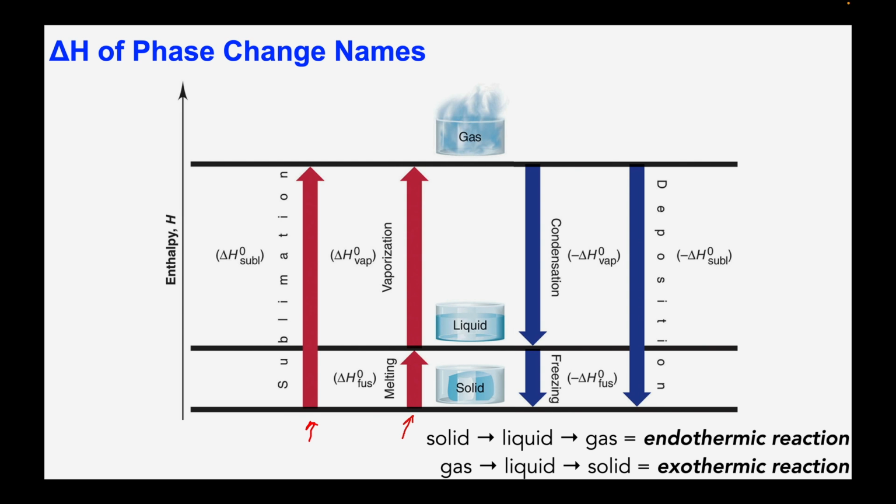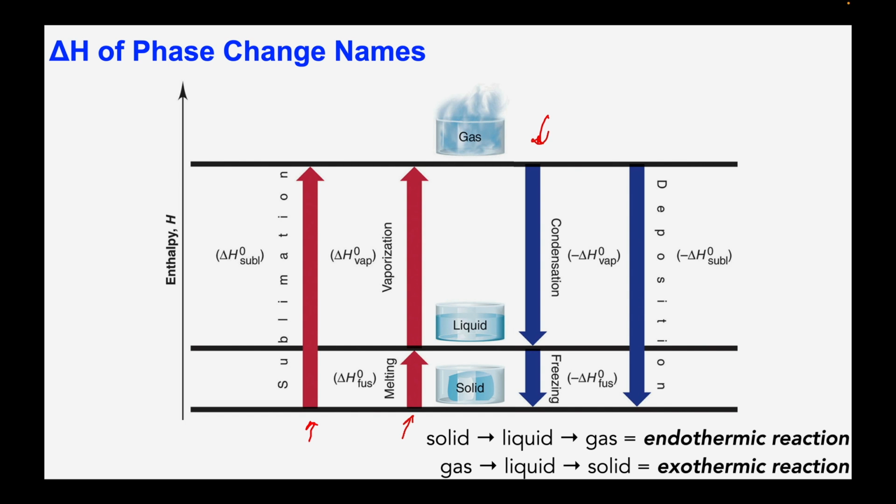On the other hand, if you're going from a gas to a liquid to a solid, or from a gas to a solid, those actually give energy off. Those will be negative numbers. So if you look on the right-hand side, the blue arrows, condensation is the delta H value that goes from a gas to a liquid.